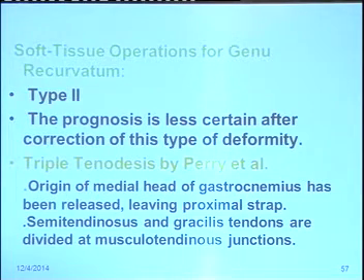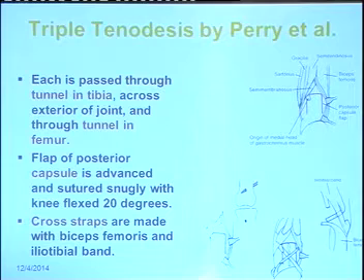Usually a triple tenodesis is done, where you cut the semitendinosus and gracilis from their musculotendinous junction, you make a tunnel in the tibia, you make a tunnel in the femur, and then you pass this from the tibia, from the femur, and then you make a strap from the biceps femoris. Of course, the capsules are also advanced and sutured with the knee in 20 degrees of flexion. So this is the triple tenodesis for quadriceps weakness, so that it doesn't subluxate basically.